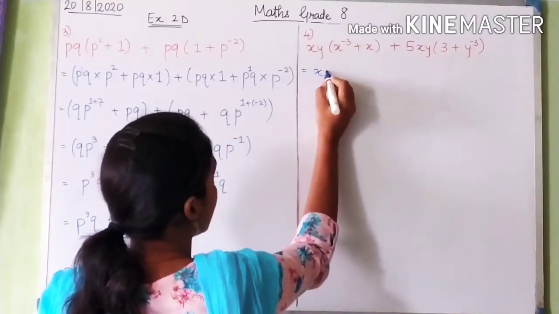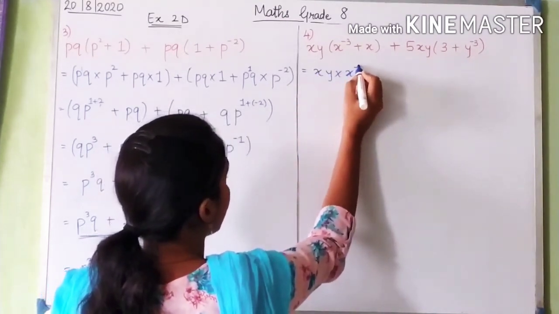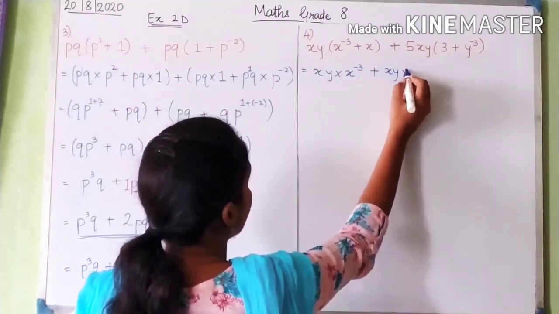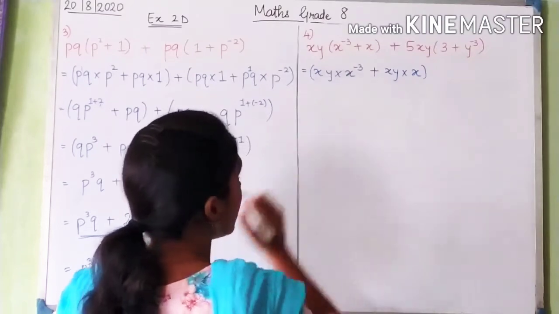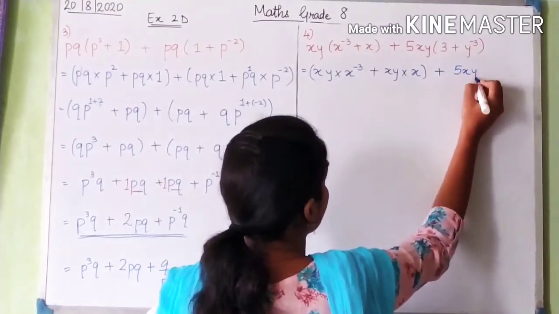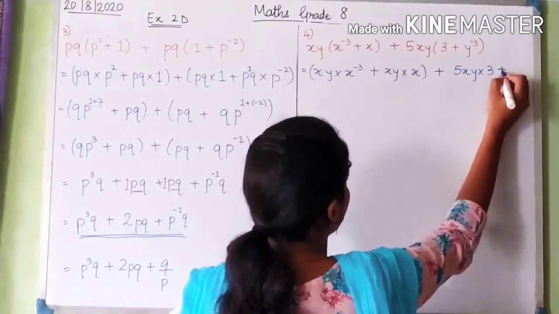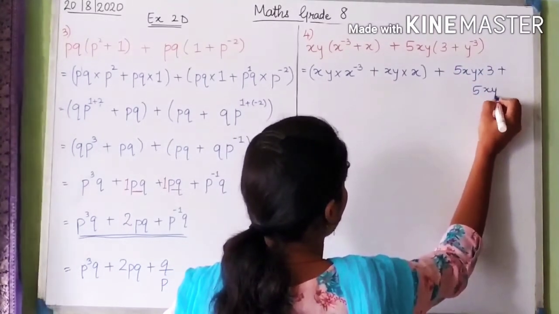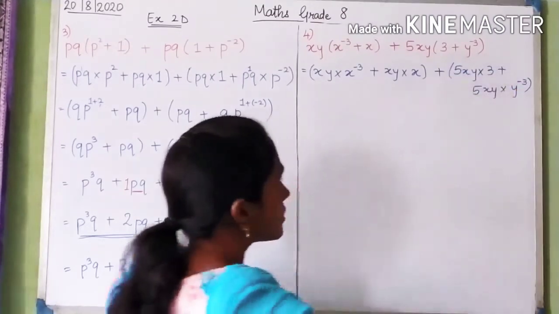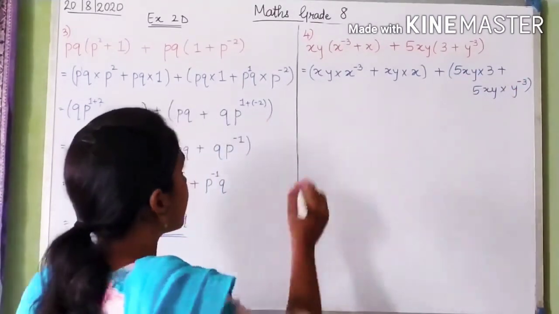So I multiply xy to minus x raised to minus 3 plus xy multiplied to x. This is the first expression. Now for the second, 5xy multiplied to 3 plus 5xy multiplied to y raised to minus 3. So this is the second expression.